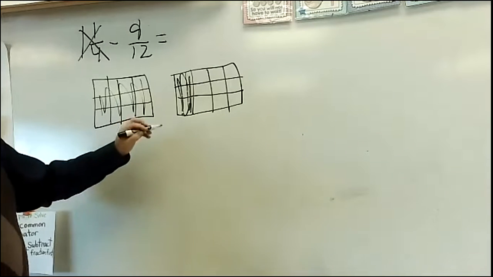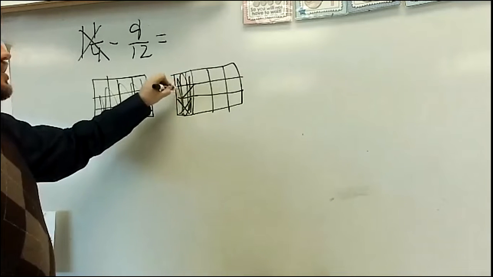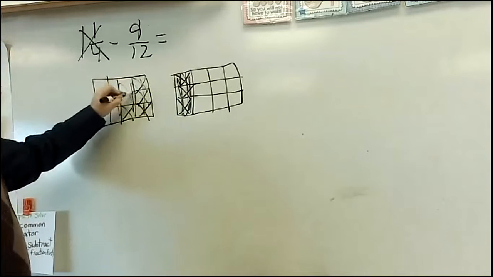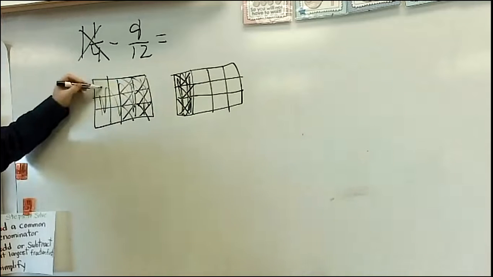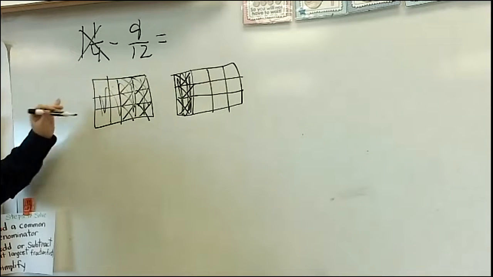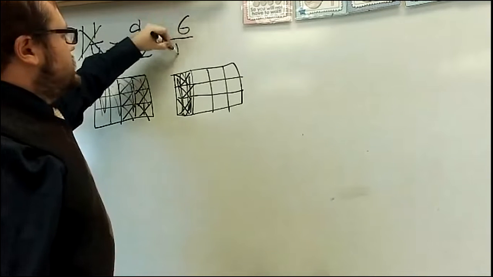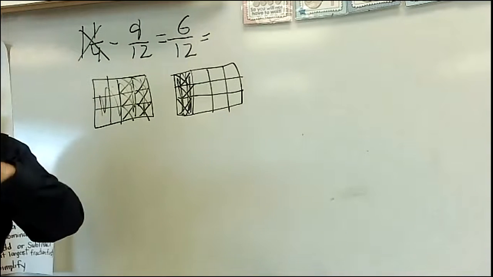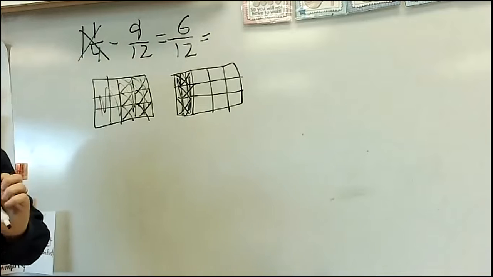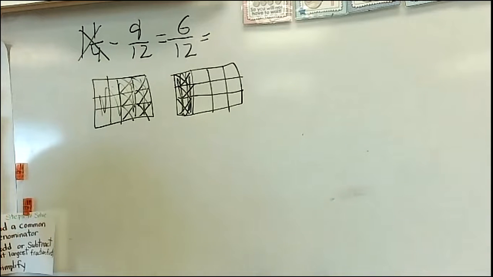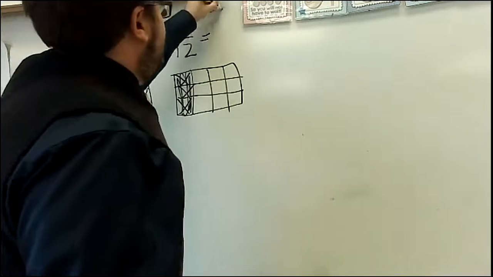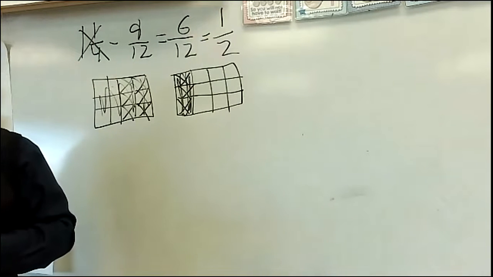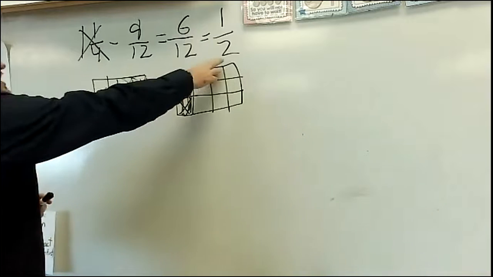Okay, so 12. So 1, 2, 3, 4, 5, 6, 7, 8, 9. I have 1, 2, 3, 4, 5, 6. Remaining 6/12. If my numerator is half my denominator, shout out what that's equivalent to real quick. You should have yelled out 1/2. So I have 1/2 remaining after I do my subtraction.